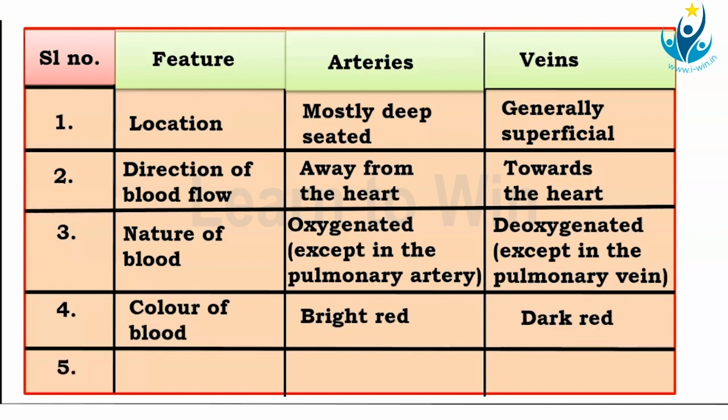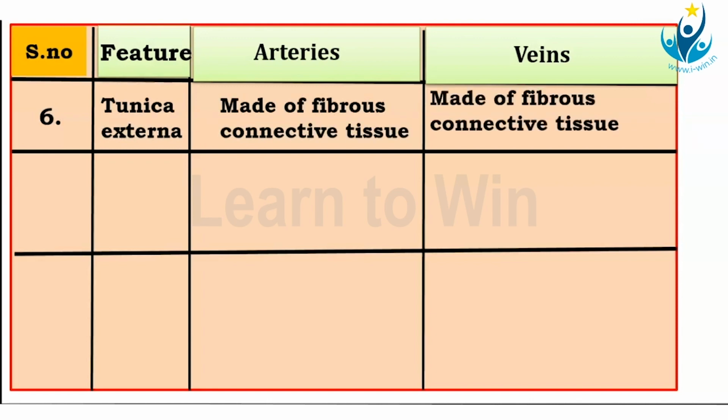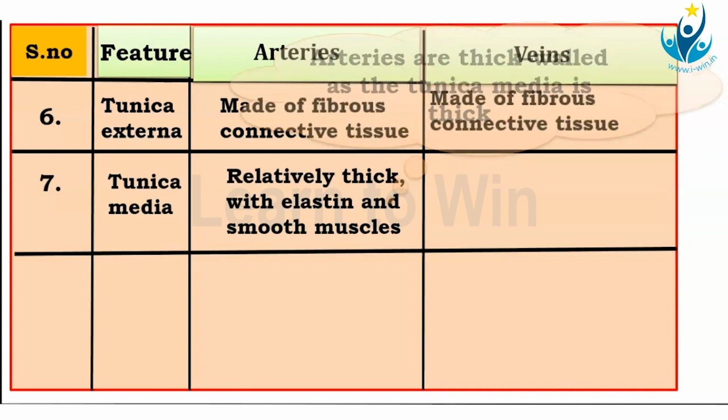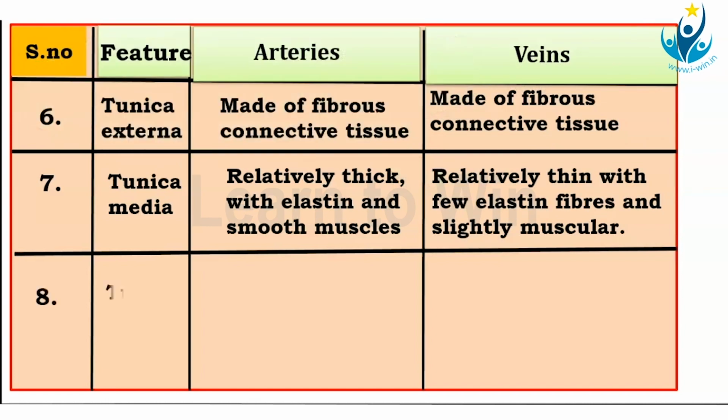The next is the color of the blood. Arteries have bright red blood due to the presence of oxygen, whereas veins have dark red blood because of deoxygenation and higher levels of carbon dioxide. As we've already seen, the walls of the arteries are thicker, whereas the veins are very thin. Next, when it comes to the tunica externa, the arteries are made up of connective tissue, which is collagen and elastic, whereas veins are mostly made up of fibrous tissue. The tunica media is relatively thicker, whereas tunica interna is relatively thinner but slightly muscular.